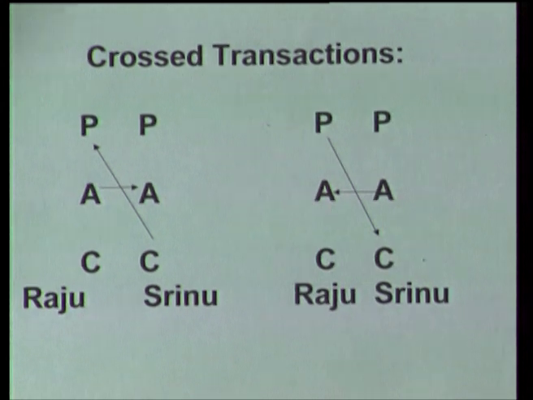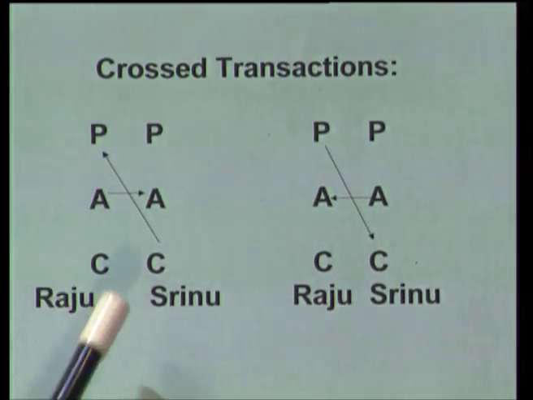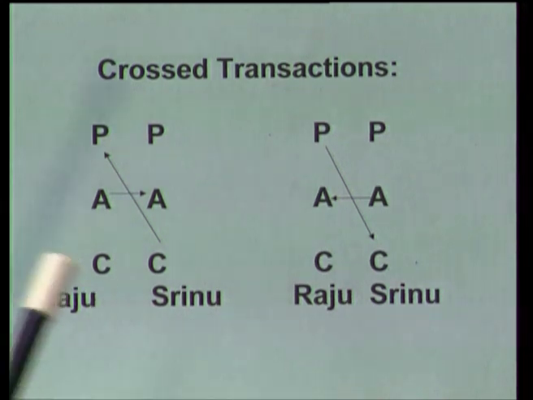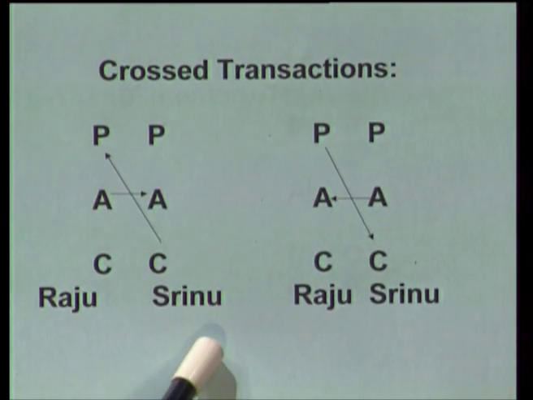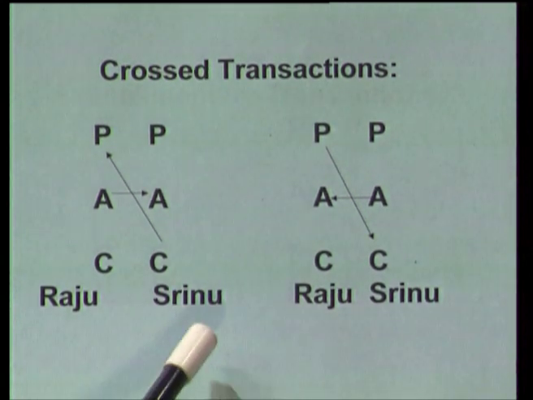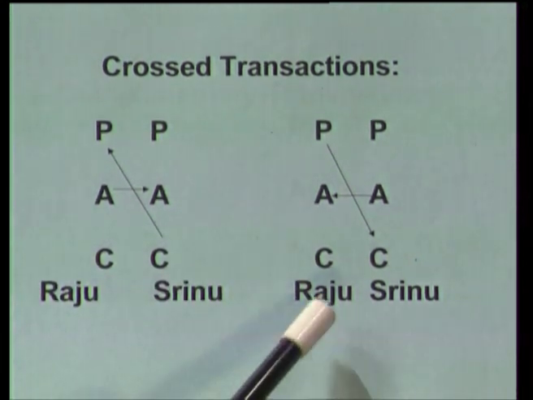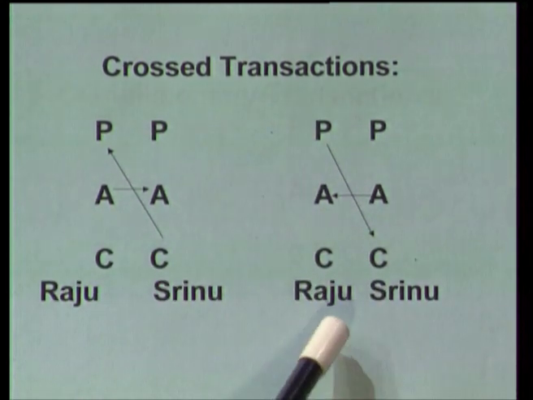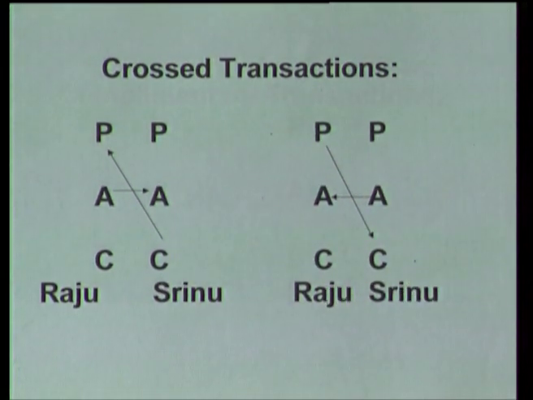If you look at the second type of transactions, that is crossed transactions. Here, Raju and Srinu are employees. Now Raju is asking Srinu whether he has prepared a particular report, but Srinu says, do you think I have no other work? Srinu is reacting like a child to an adult ego. Then if you look at the other interaction, Raju says, you have to submit the report on time, but you didn't submit the report, I will complain to our boss.